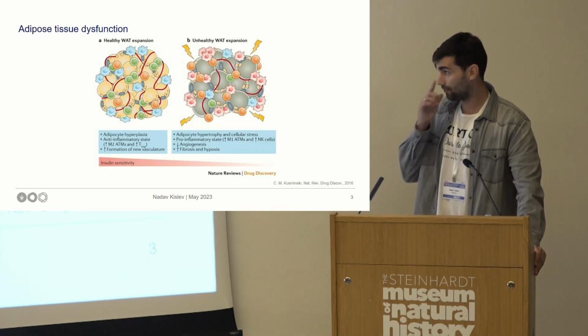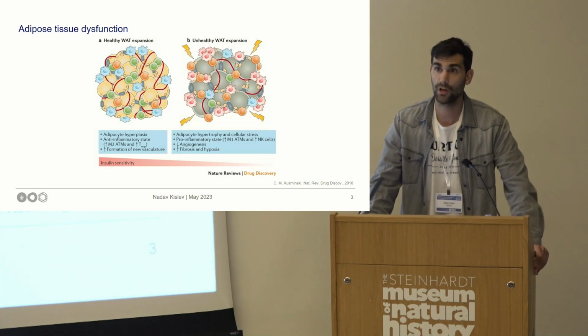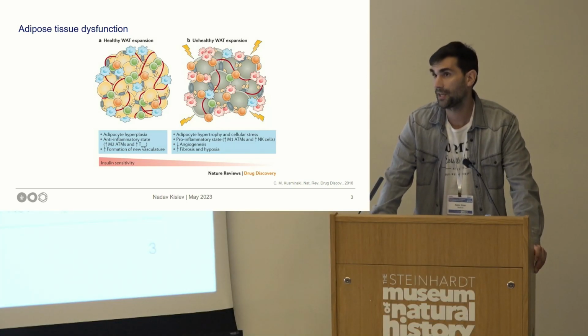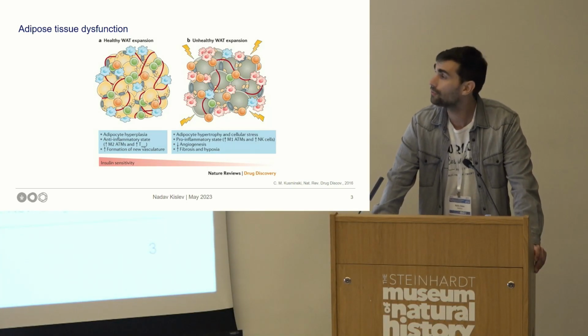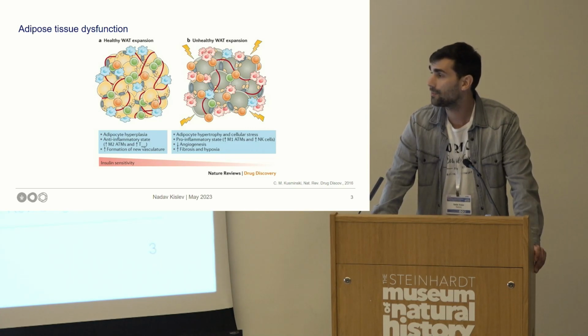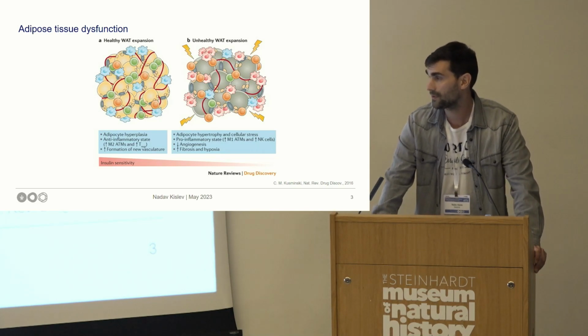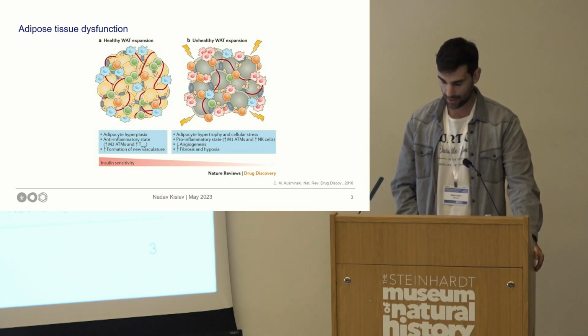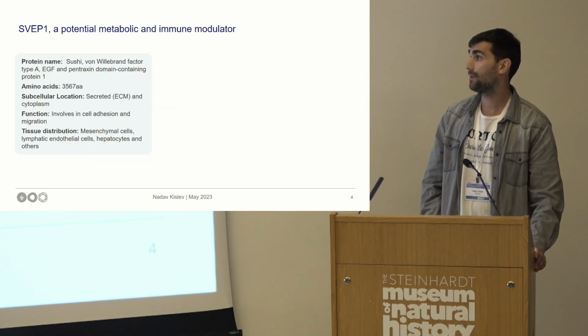Another characteristic of the dysfunctional adipose tissue is local hypoxia, which is caused by insufficient perfusion to those hypertrophic adipocytes, again further causing fibrosis and inflammation. Altogether, these processes lead to impaired glucose metabolism and lipid metabolism and change the systemic metabolism in the body.